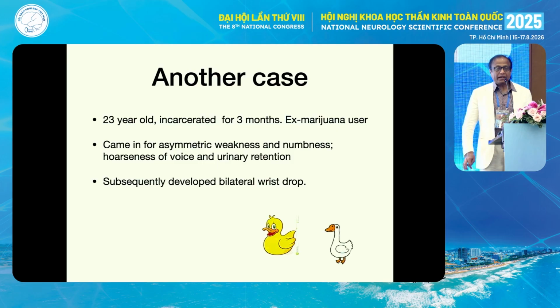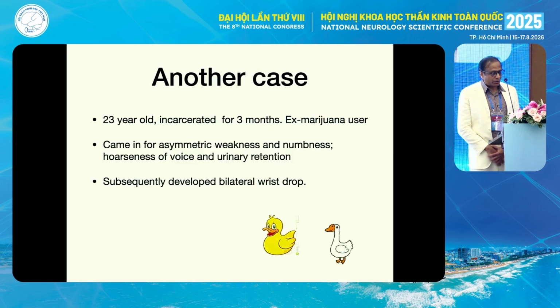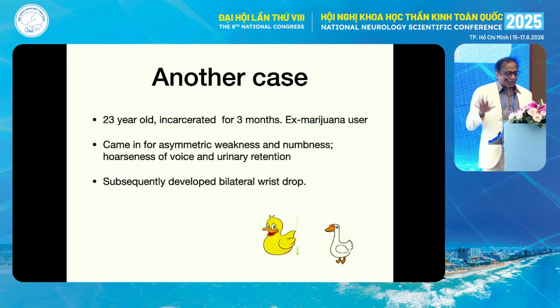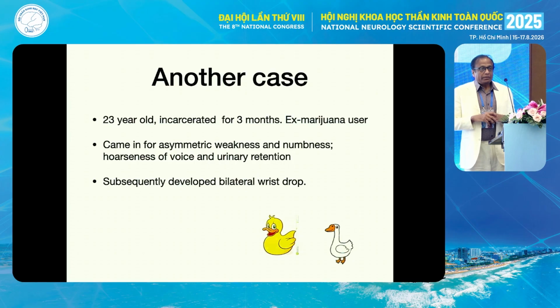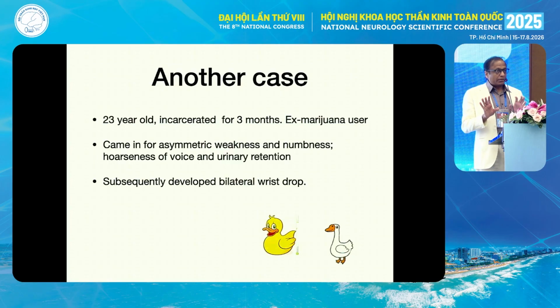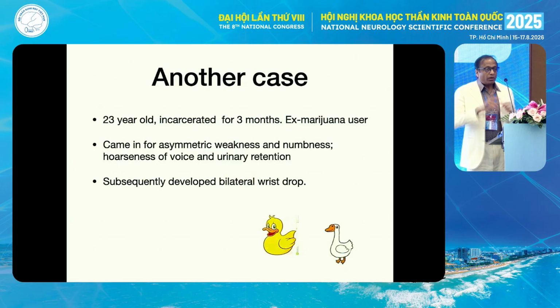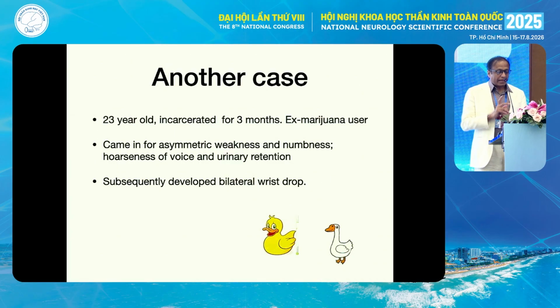I saw this man maybe about 10 years ago. He was incarcerated. He was in the prison because he was a drug addict. And one of the things, he went into severe depression. And because of the depression, he had a lot of issues in the prison. But he came to us for ascending weakness, numbness, hoarseness of voice, and urinary retention.